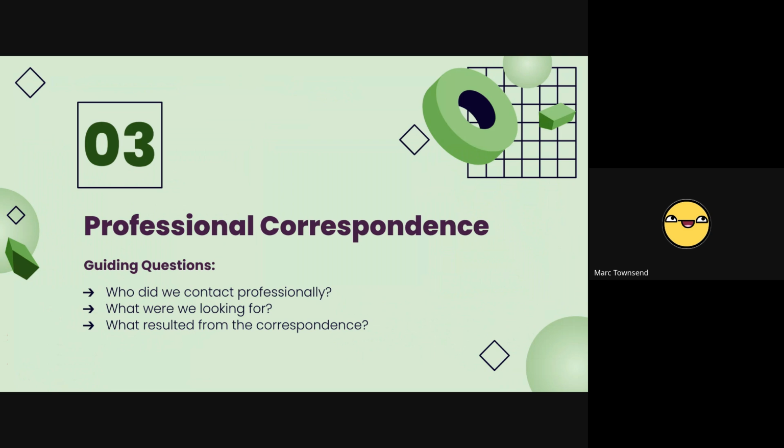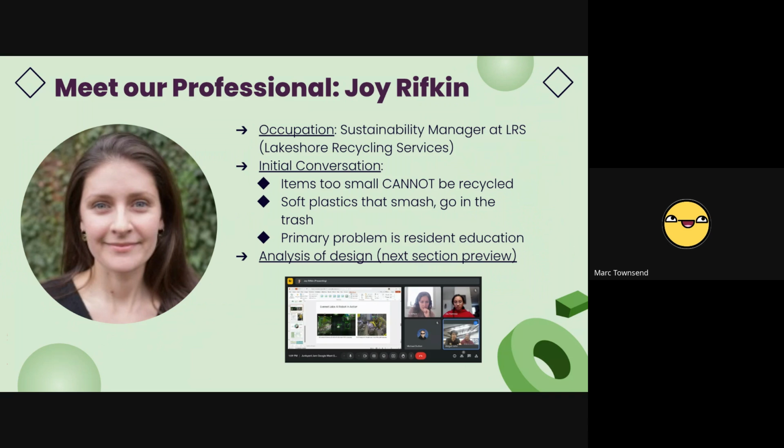So far, we have talked about our personal research that we've been doing on our own with the internet. We talked about our market research, where we reached out to other people in the community through forums locally and online. Now we are going to talk about our correspondence with professionals in the recycling industry, people who have a lot of knowledge about what the real issues are, or what things are overloaded in terms of media, to really put a professional perspective on the problems that we're facing. So our first contact was Ms. Joy Rifkin.